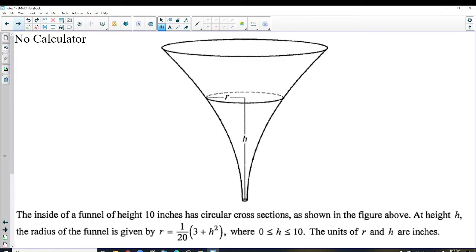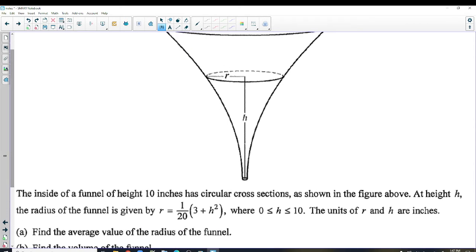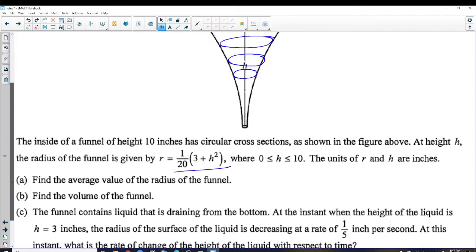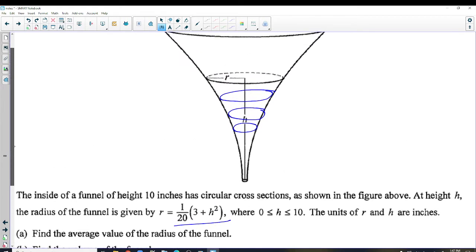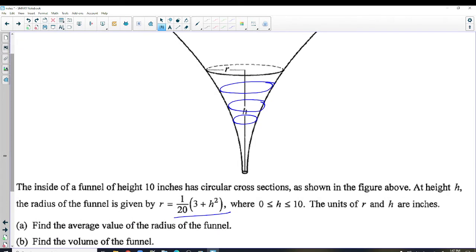All right, this one. The inside of a funnel of height 10 inches has circular cross sections as shown in the figure above. At height h, the radius of the funnel is given by that little equation. And this is the equation of the radius because you can see as this would either fill up or drain, it's not really a linear type of relationship. It's got this curve to it. So that's going to change the equation a little bit. Find the average value of the radius of the funnel. Now this has nothing to do with related rates. They're just jamming in average value into this.